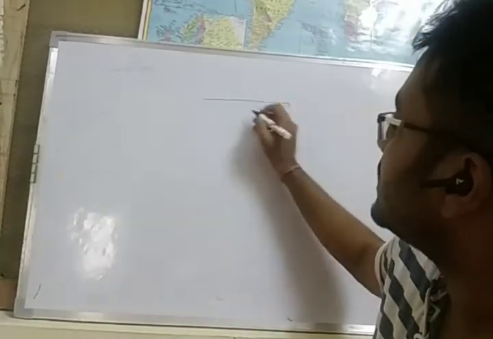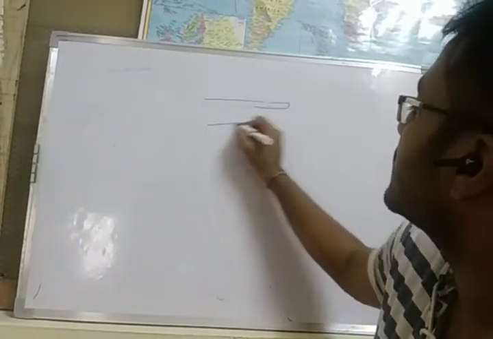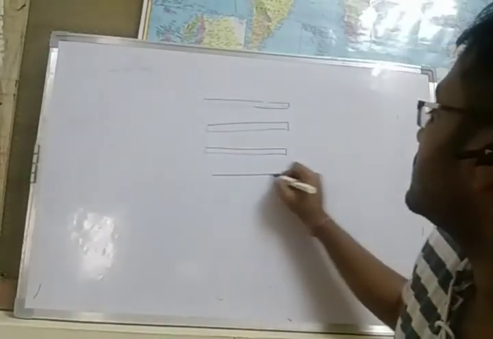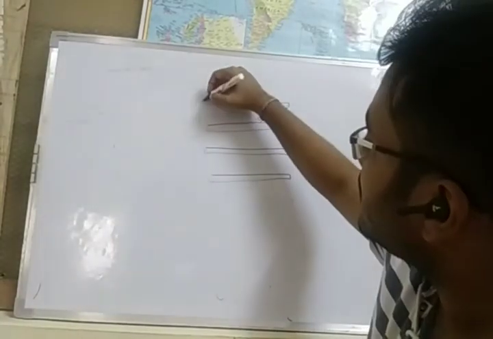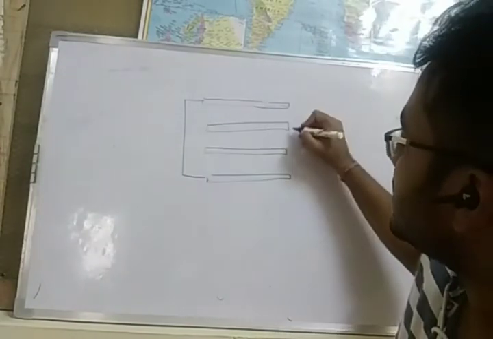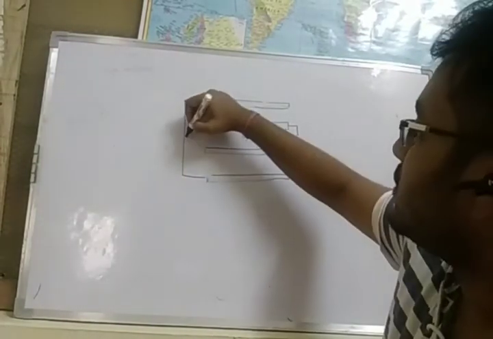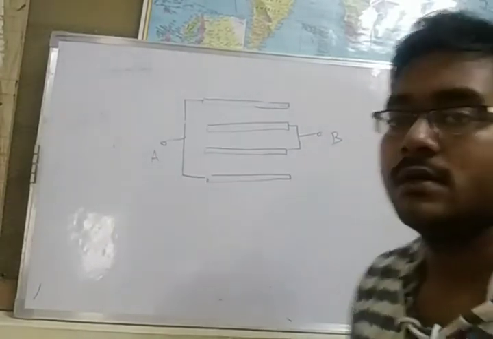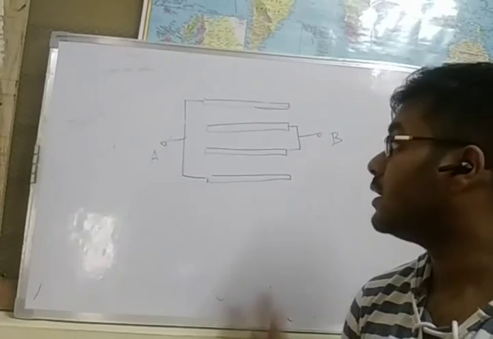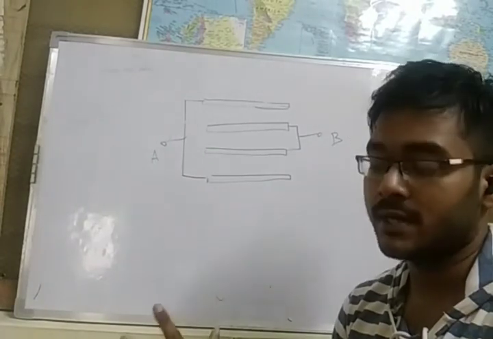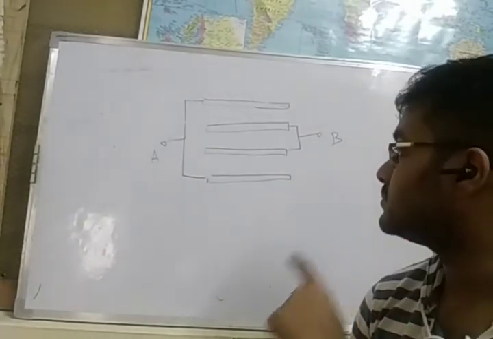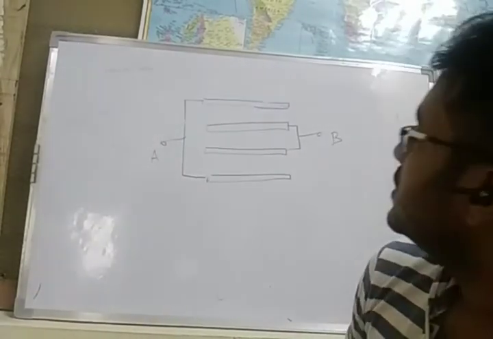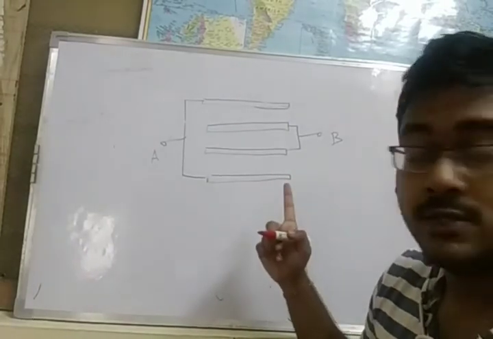Let's take the same number of plates. I'll be connecting the top and the bottom plates and the middle plates. And now this I'm connecting to A and this I'll be connecting to B. Now tell me how to reduce this into a simple circuit. First of all, can you just do it by looking at it? Very difficult. Very difficult.